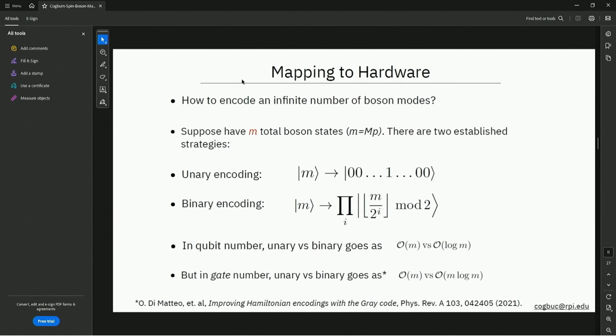All right, so why do we want to do this? Well, in terms of qubit number, unary goes as order m, whereas binary goes as log m. So you might think binary is more efficient in terms of qubit number. However, in terms of gate number, which is also a proxy for noise, unary still goes linearly in m, but binary goes as m log m. So especially as we look at larger and larger bosonic modes, unary encoding is going to be vastly more efficient in terms of noise.